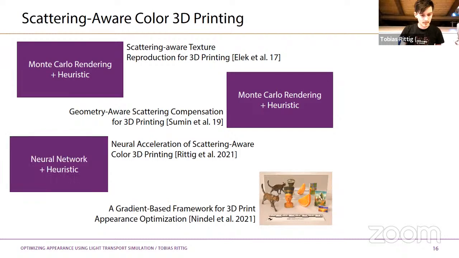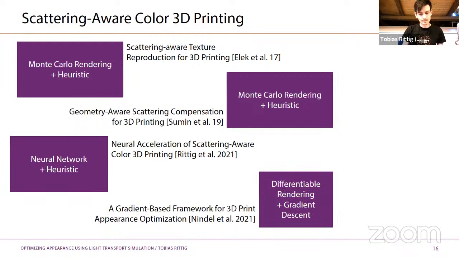And because the Monte Carlo rendering is not very practical, in fact, it's computationally very, very expensive, we went on and developed a neural network to speed up this process, replace the renderer essentially in this loop, but kept the heuristic in place that would be optimizing the 3D printouts.